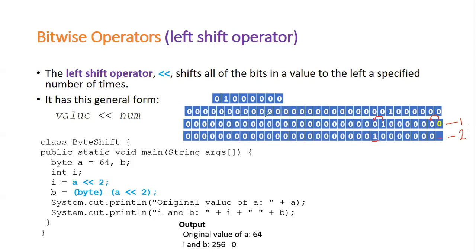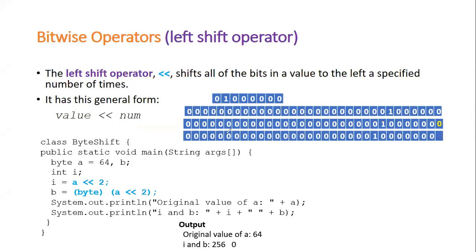So I performed two shifts. This number dictates how many times I need to perform this left shift operation. Since the number here is 2, I perform the left shift two times. This is my first time, this is my second time. And what value do I need to fill here? Previously I had a 0 value, so here also I need to fill a 0 value.